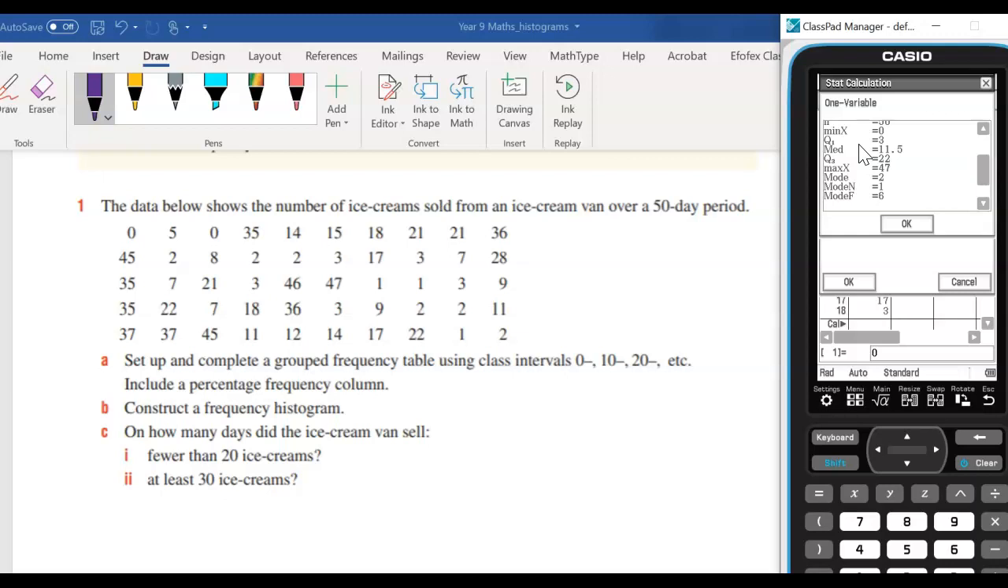And what do you think then Q3 might relate to? That's your upper quartile. So our upper quartile is 22. Our median is there also, so 11.5. They've given us our maximum.